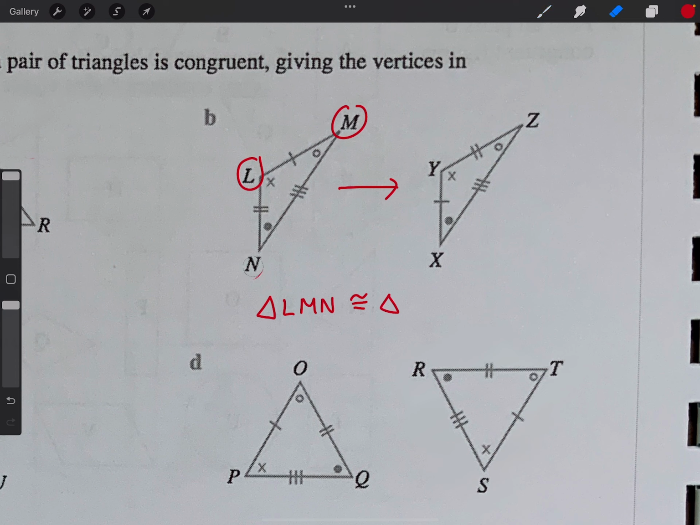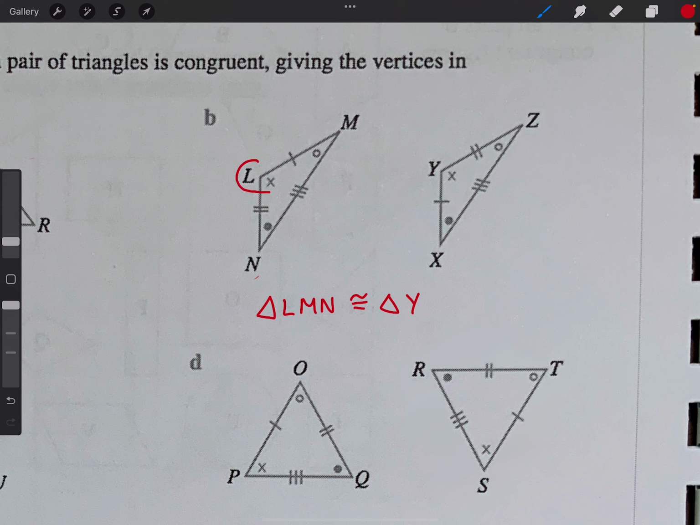Okay, because we started from L, I'm going to do with this one Y and then M. So that's Z. Oh wait, hold on. No, this has been changed. Hold on. I got tricked. It's not the same. It hasn't just been shifted. Okay, so not a problem.